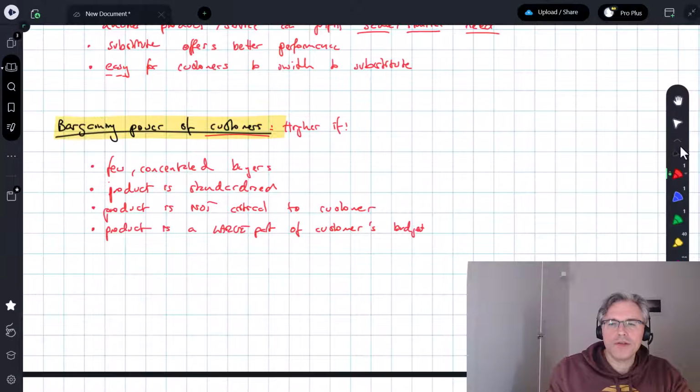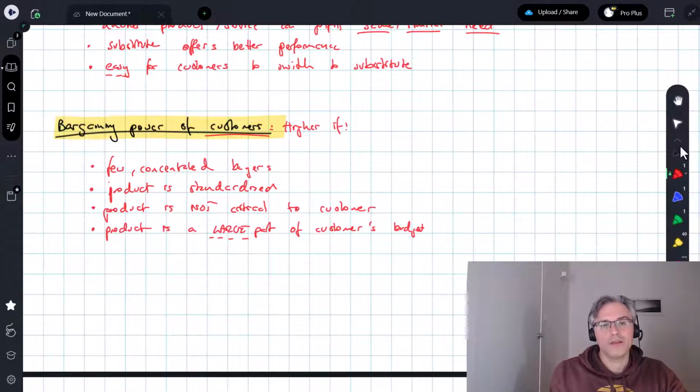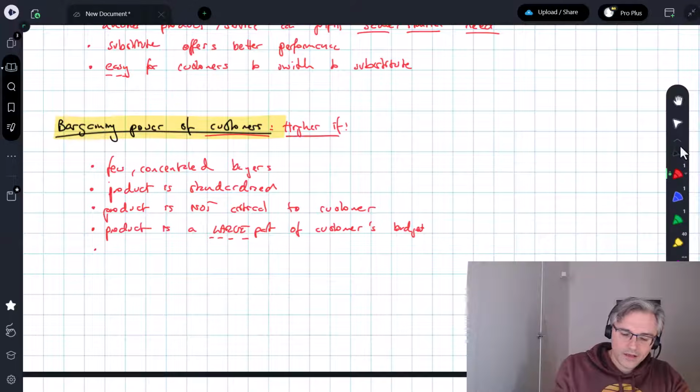Why? Because customers are much more picky then, and they will absolutely review the alternatives and negotiate the price. The more this is a large part of their budget, the more inclined they will be to really negotiate with you as the supplier and actually look at alternatives. If it's a small part of their budget, they may not be that bothered.